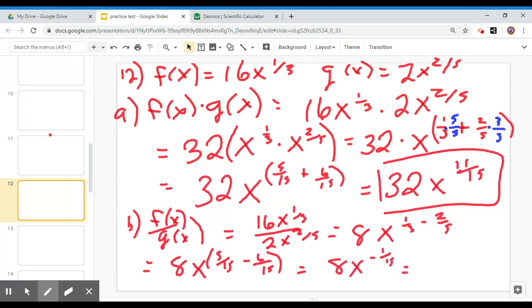Now, I don't like negative exponents in my final answer, so I'm going to move this x down to the bottom into the denominator. Now, we don't move the 8 because the 8 does not have a negative exponent. It's just 8 to the first power, so that stays in the top. So we have 8 over x to the 1 over 15 power.